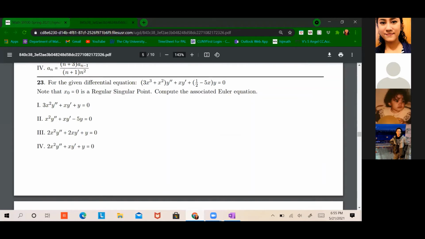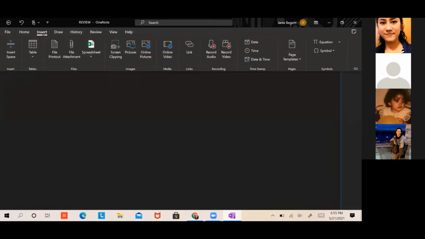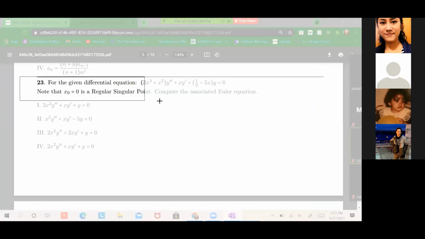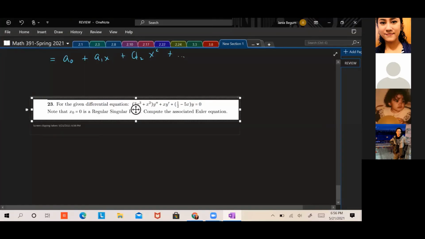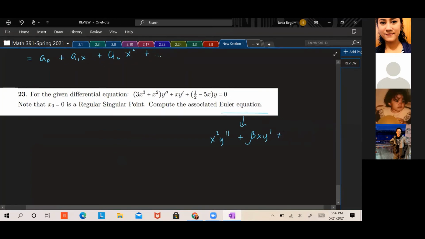Right, so we're going to take those two limits to find beta and gamma. That will give us the corresponding Euler equation. So let's go ahead and work on this problem. I'm just going to copy that. We're using x not equal to 0 for simplicity, of course. Our Euler equation is usually x squared y double prime plus beta x y prime plus gamma y equals 0. So we're looking for what these are for this equation.